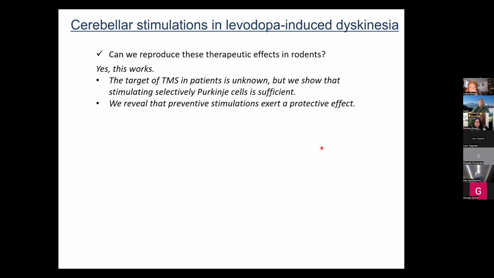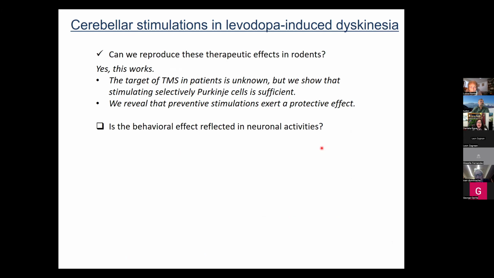So can we reproduce these therapeutic effects in rodents? Yes. The target of the transmagnetic stimulation in patients is unknown, but we show that stimulating selectively the Purkinje cells can be sufficient. And we also reveal that preventive stimulation can exert a protective effect.